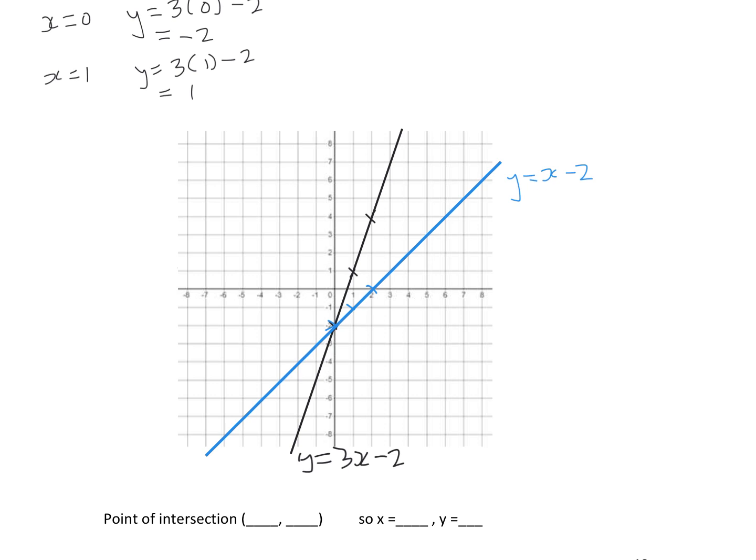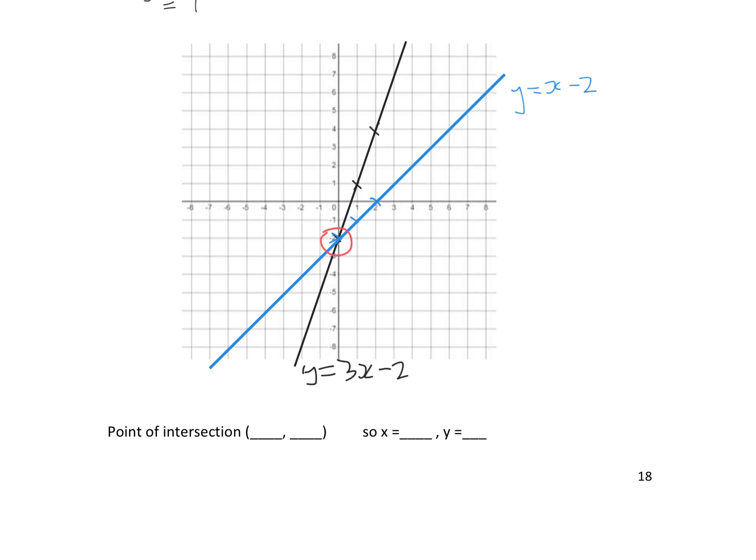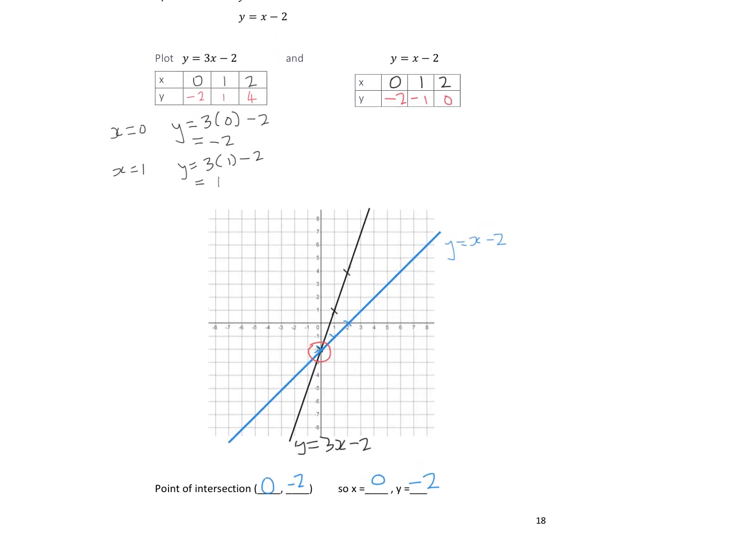Now, what's special is the point where they intersect, where they meet or cross. Because what's special about that point is that it is on both lines, so that point solves both equations at the same time. So that point of intersection is 0, minus 2. And that is our solution. When x is 0, y is minus 2, that would solve both equations.